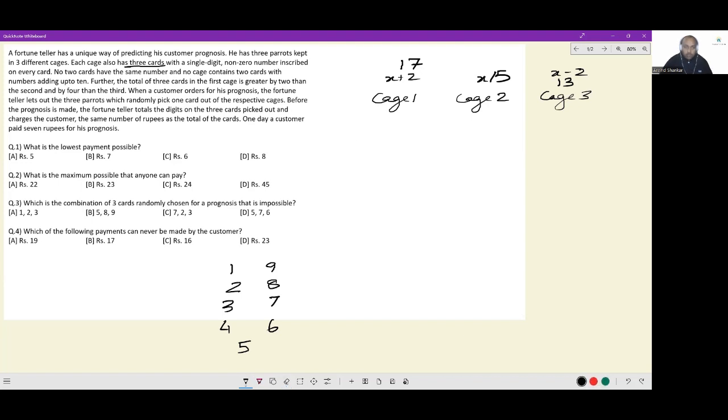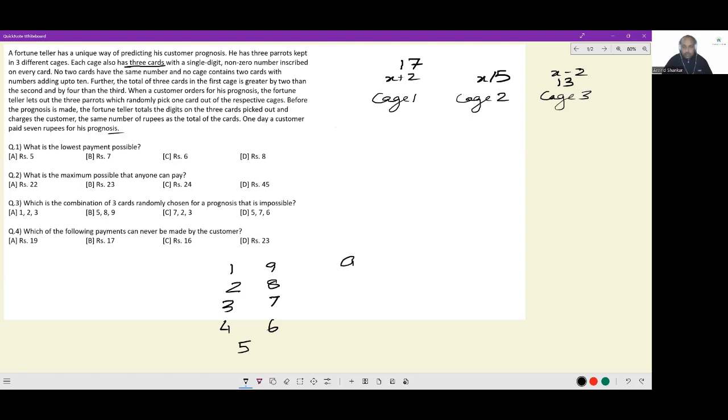Next, when a customer orders for his prognosis, the fortune teller lets out 3 parrots, which randomly pick 1 card out of the respective cages. Before the prognosis is made, the fortune teller tells the total of the digits on the 3 cards picked and charges the customer the same amount of rupees as the total of the cards. So 1 number from this cage, 1 number from this cage, 1 number from this cage, whatever is the sum, that is the charge incurred by a customer. One day a customer paid 7 rupees for his prognosis.